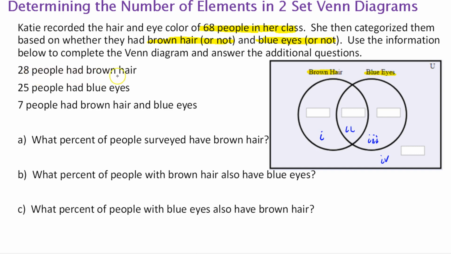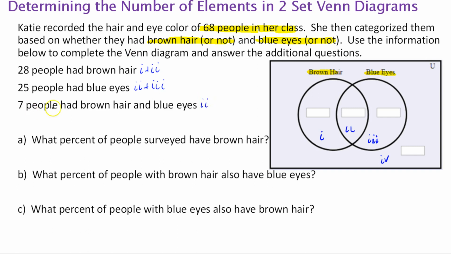So 28 people had brown hair. So that would be regions 1 and 2. Since it doesn't specifically mention eyes, it could be people with blue eyes or without blue eyes. 25 people had blue eyes, so that's regions 2 and 3, because we don't know about their hair color. And finally, they say 7 people had brown hair and blue eyes. Well, that's region 2, so they're giving us a disjoint piece.